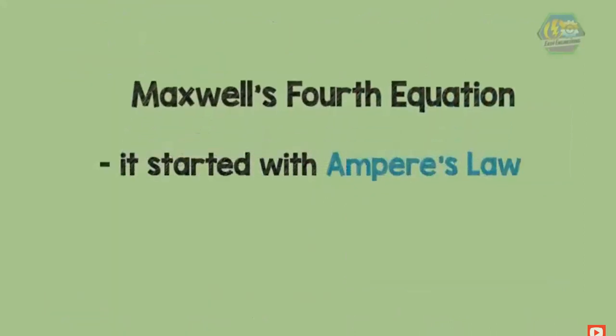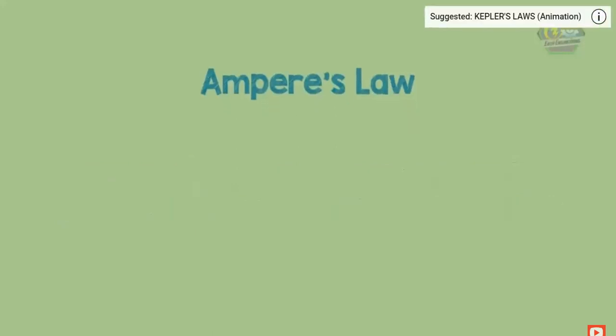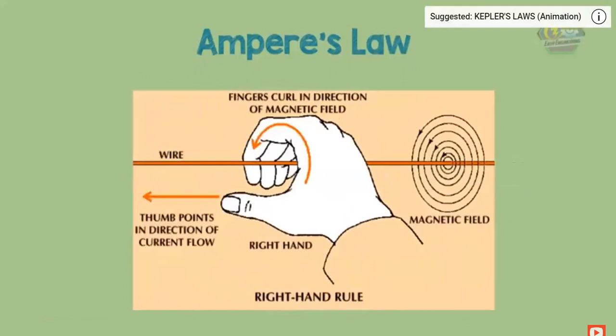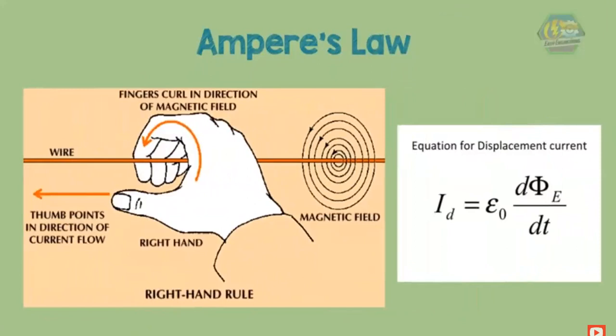Here, in Maxwell's fourth equation, he started with Ampere's law, which states that current through a wire induces a magnetic field around a path surrounding the wire. Maxwell added what is known as the displacement current into Ampere's law to complete the equation. Mathematically, the displacement current is equal to the change in the capacitor's charge over time, and that is equal to the change in electric flux over time multiplied by the permittivity of free space constant. With the addition he made to Ampere's law, Maxwell's equations were complete, and using his laws today, we can see a pattern in the production of electric and magnetic fields.